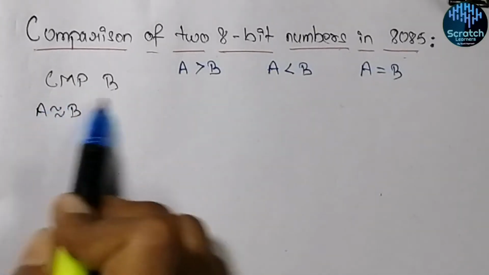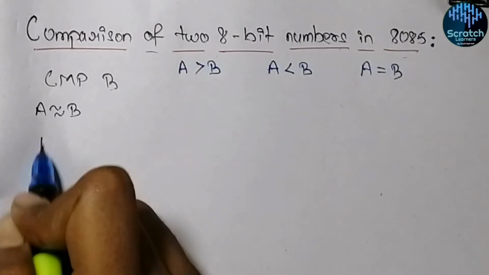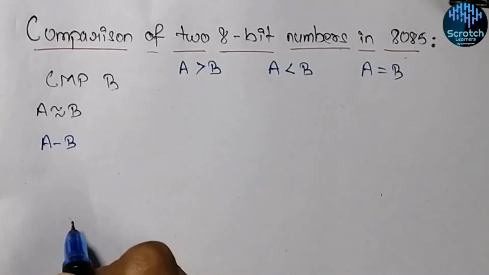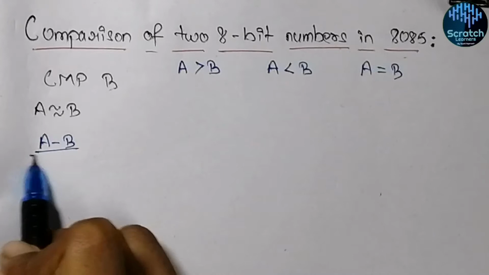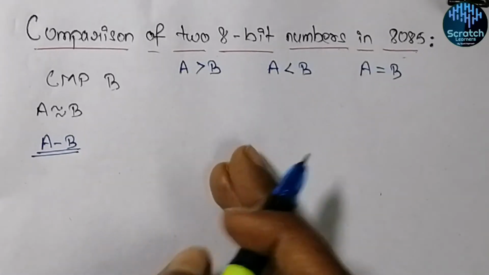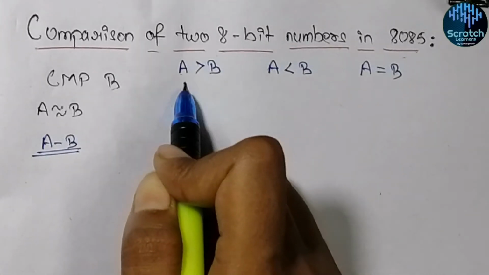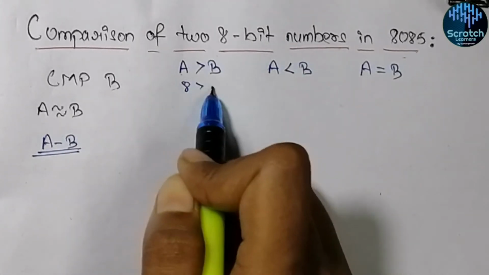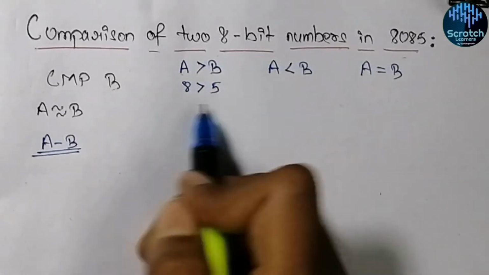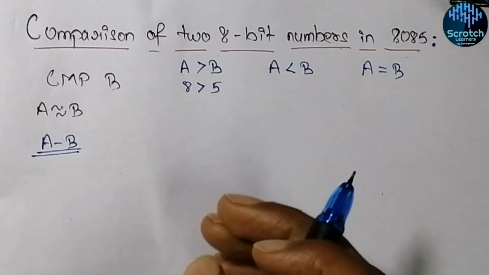Now, how does this compare function work? This will actually perform A minus B, and depending on this result, the flag registers are modified. So just take an example when A is greater than B, that means if A is 8 and B is 5. In this case, while doing A minus B, we will get a positive result.